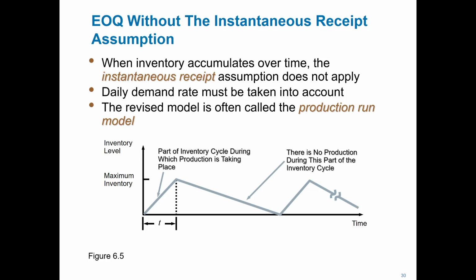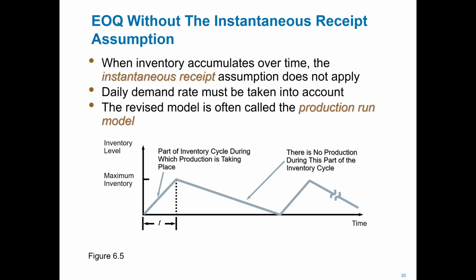Bismillah ar-Rahman ar-Rahim. We have seen the economic order quantity model, and one of the assumptions was instantaneous receipt. That when we place an order and the order is received, it's received in a single batch. Now, sometimes there is a production run going on, and at the same time the demand is there, which means that we build the inventory. At the same time, there is a demand going on, and such a model is called a production run model. So we will see this assumption here now.